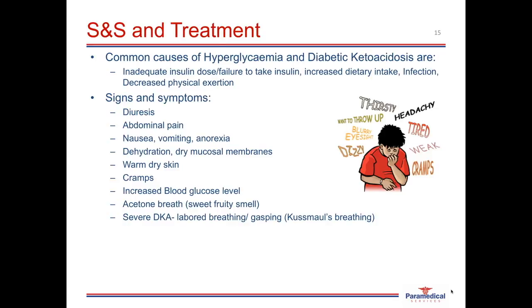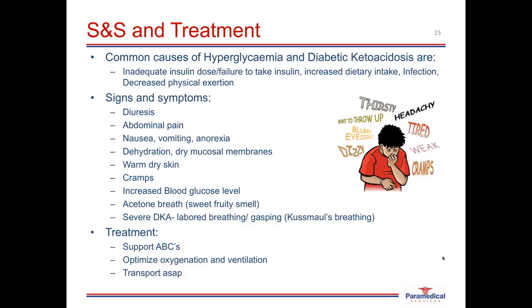Signs and symptoms may include diuresis, abdominal pain and cramping, nausea, vomiting, and anorexia, dehydration and dry mucosal membranes, warm, dry skin, cramps in skeletal muscle, an increased blood glucose level when you check it on the glucometer, acetone breath, so there may be a sweet or fruity smell on the breath, and in severe DKA, there may be labored breathing and gasping called Kussmaul's breathing.